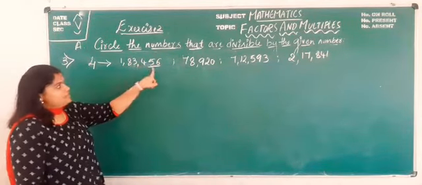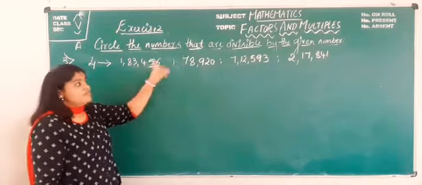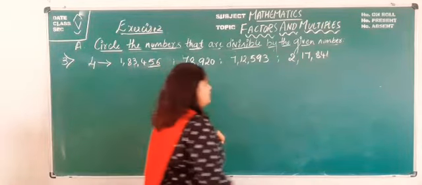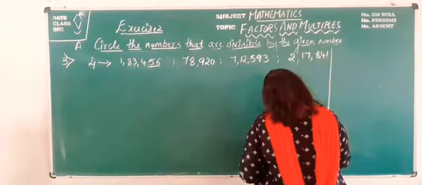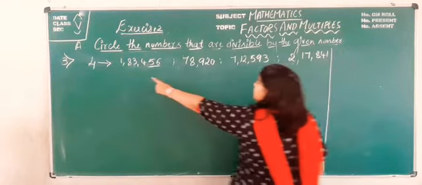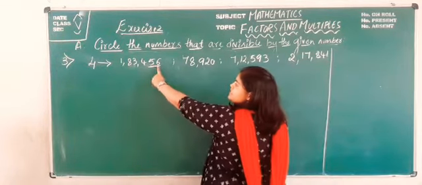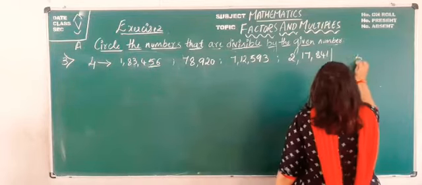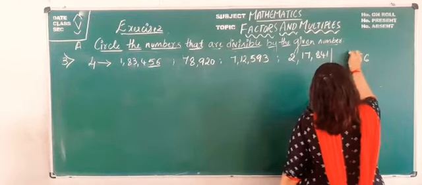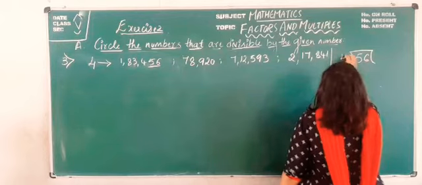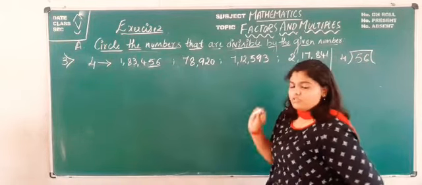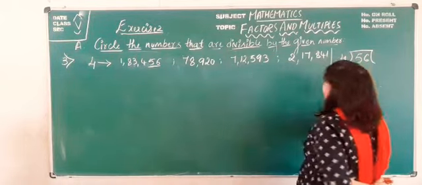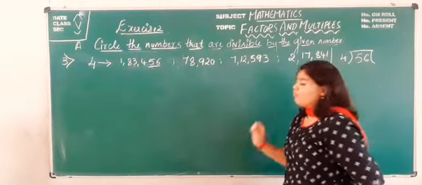In the given number, the last two digits, that is the ones place and the tens place, are 56. Now we have to check whether 56 is divisible by 4 or not.